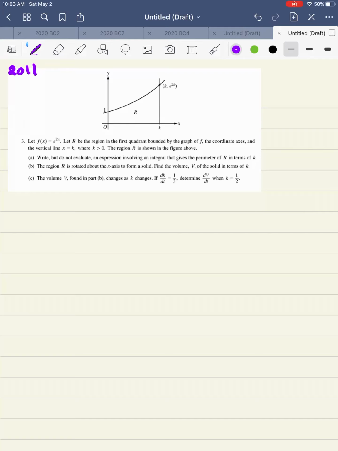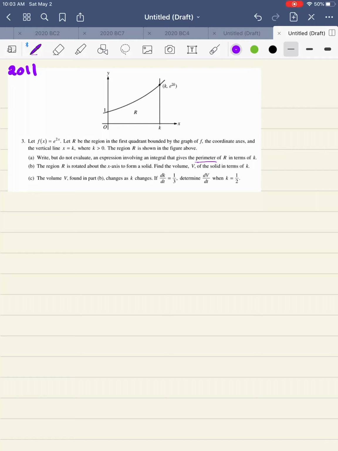All right, so we got a function e to the 2x. That's the curve up there. We got a region R, and then it's walled off by a vertical line x equals k. So they're trying to scare you a little bit here in that they haven't given you like 7. They're giving you a varying right edge here. So A says write, but do not evaluate an expression involving an integral that gives the perimeter. So this was the first time they'd ever done this, and it kind of threw a lot of people off.